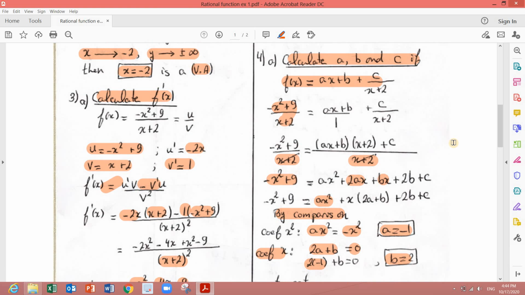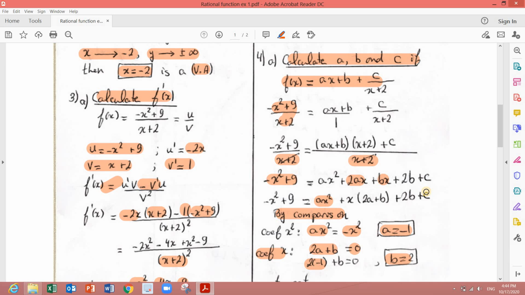Okay, I will repeat. So we are going to determine a, b, and c if f(x) equals ax plus b plus c over x plus 2. f(x) is replaced by its value. We take the LCM on the right side, which is x plus 2, then x plus 2 divided by 1. We get ax plus b times x plus 2 plus c. We remove x plus 2 from the two sides. Then we expand, then we reduce.